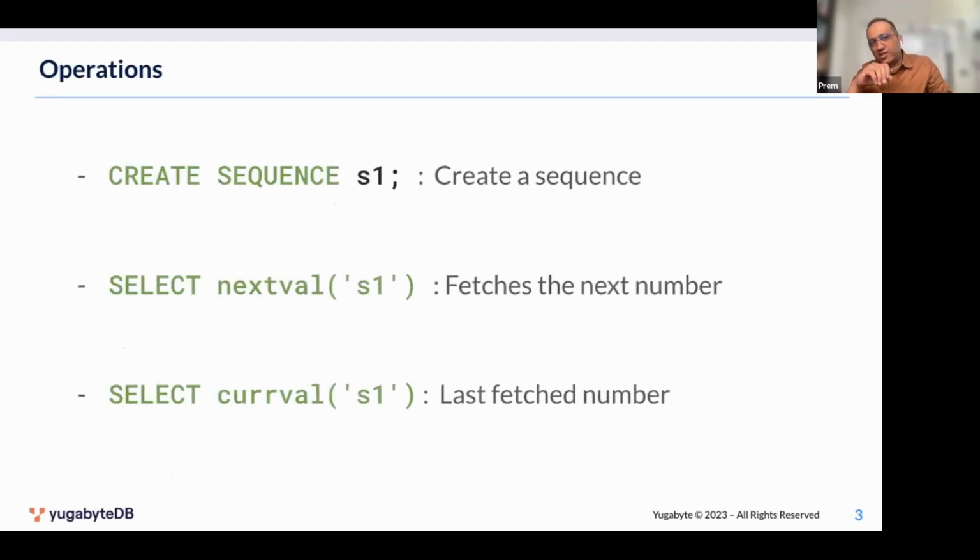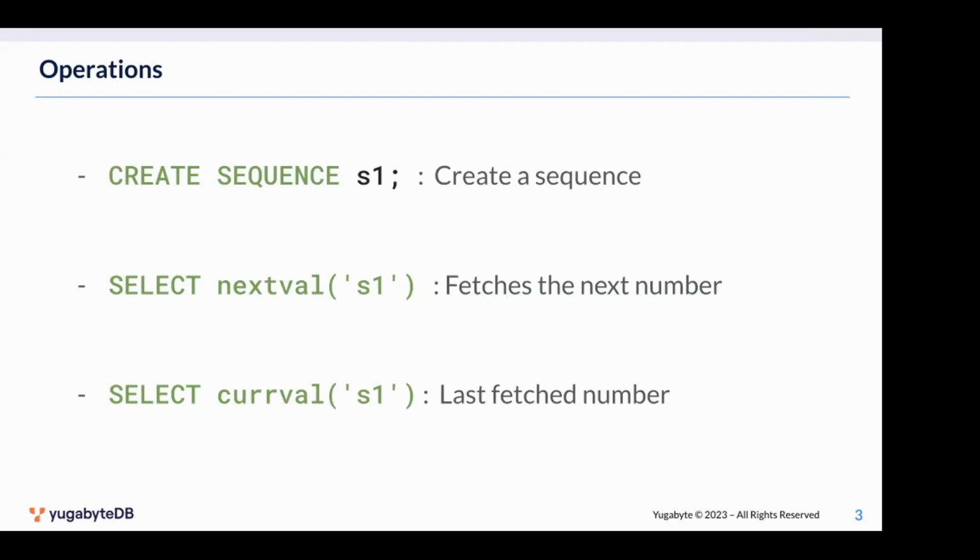Let's look at the simple operations on creating and operating on a sequence. Create sequence is very simple. You can just call create sequence and give it a name. So here it's going to be S1. I'm going to use the same name in the demo too. To fetch the next value from a sequence, you just say select nextval. Nextval is a function that's provided by Yugabyte. It fetches the next number, and every time you fetch the next number, it'll be a new number. But if you want to see the current number, the last fetched number, you just say select currval.